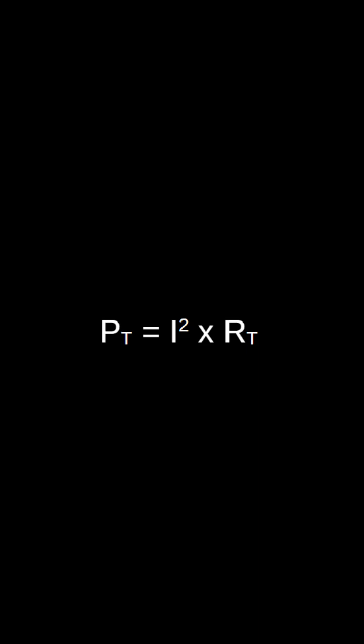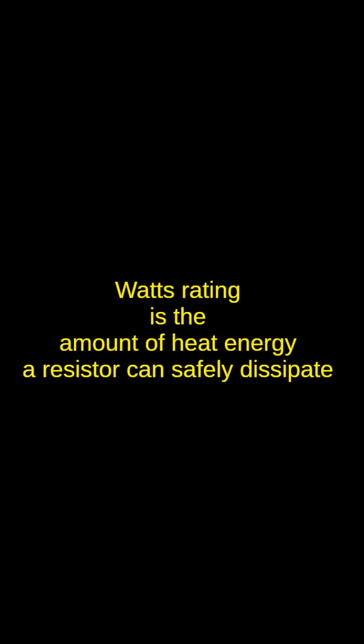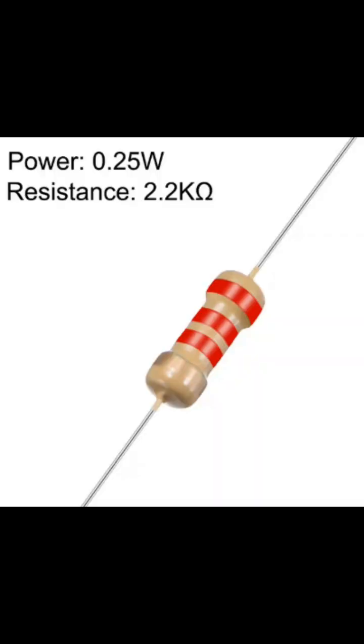It is very important to remember that the wattage rating of a resistor is not the amount of energy it uses. The wattage rating of a resistor is the amount of energy in the form of heat the resistor can safely dissipate without being damaged. In other words, a 2.2 kilo ohm resistor rated at a quarter watt does not consume 0.25 watts. A quarter watt is the maximum amount of heat energy it can safely dissipate without damage.